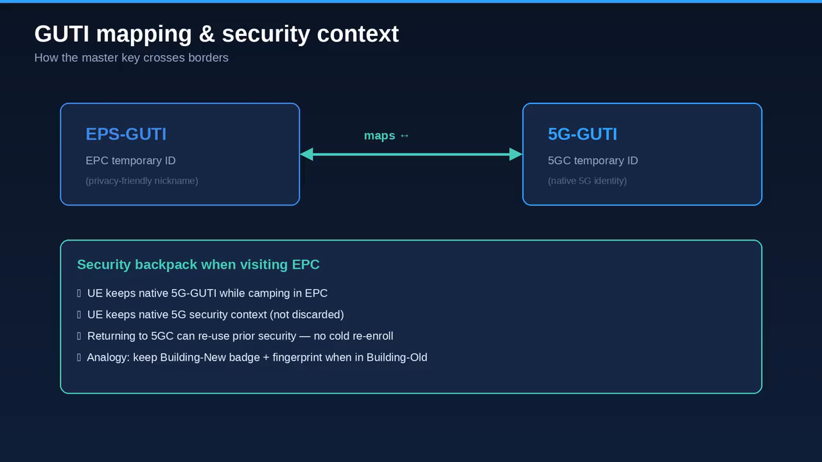Mapping is the translation layer. The phone and the paired core nodes can recognize this is the same registration, even though the string of bits looks different on each side. Here is the security payoff.